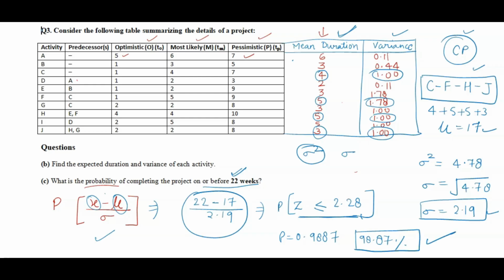This is the probability. So today we have solved the expected duration, meaning mean duration, either you say expected or mean duration, then variance, and then probability. I hope it is clear to you. So this is how we can find all these things. Thank you.